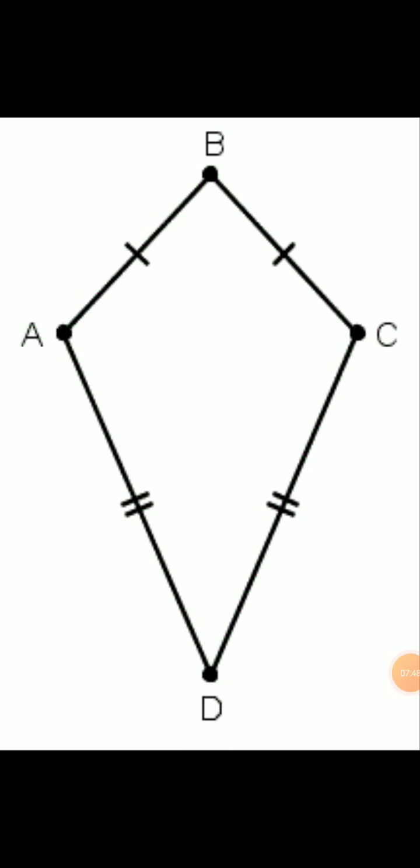So here for quadrilateral ABCD, we can clearly see that sides AB and BC are equal. Same way, sides AD and CD are equal. So this is a kite. We will remember that for a kite, adjacent sides are equal and both pairs, one pair is AB and BC, another pair is AD and CD. So both pairs of adjacent sides are equal. That is a kite.